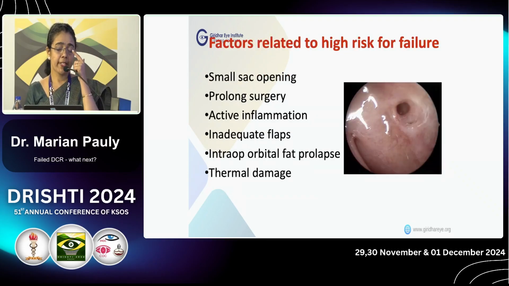Then first we have to identify some high-risk factors. During surgery itself, if we are the primary surgeon, if there is a small sac opening, always keep in mind this can close. Prolonged surgery induces lots of inflammation, again fibrosis. Surgery in the active phase is another cause. Then inadequate flaps: during the surgery, your flaps have been partially cut off or something has happened. Then intraoperative fat prolapse: injury to the lateral wall of the lacrimal sac can cause fat to prolapse into the ostium, which can later lead to failure. So if you see fat, always excise and do a cautery. Then finally thermal damage from too much cautery.